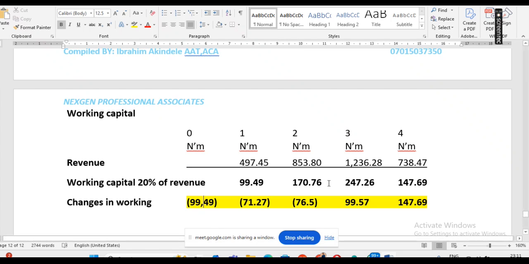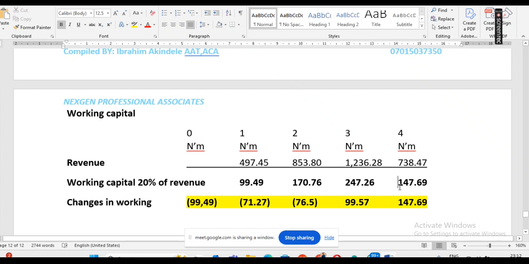In year 2, what is the difference between these two? It increased from 99.49 to 170.76, which is 71.27. From 170 to this, it increases by 76.5, right? From 247 to 147, the working capital that you use to run the business decreases, which means your cash inflow, you have more money. That is why you don't need to put it in brackets.